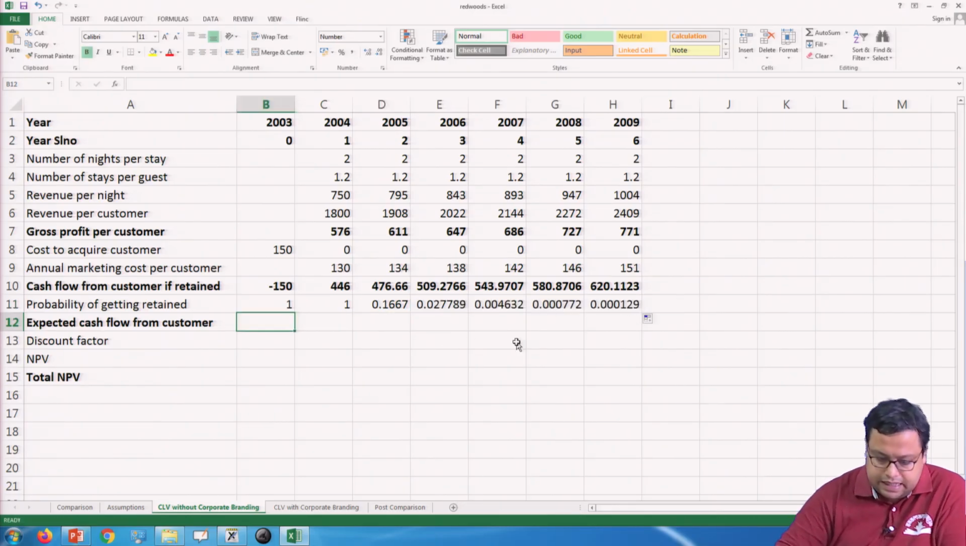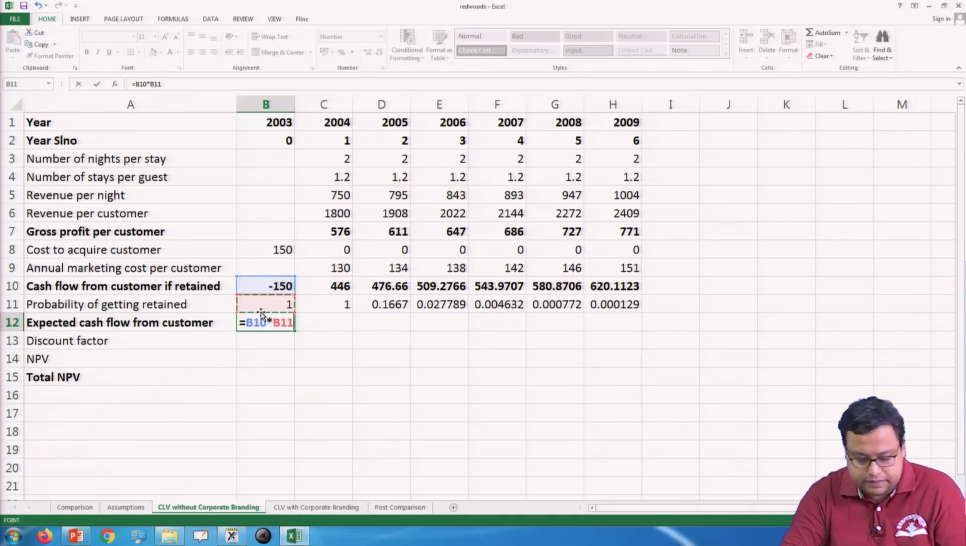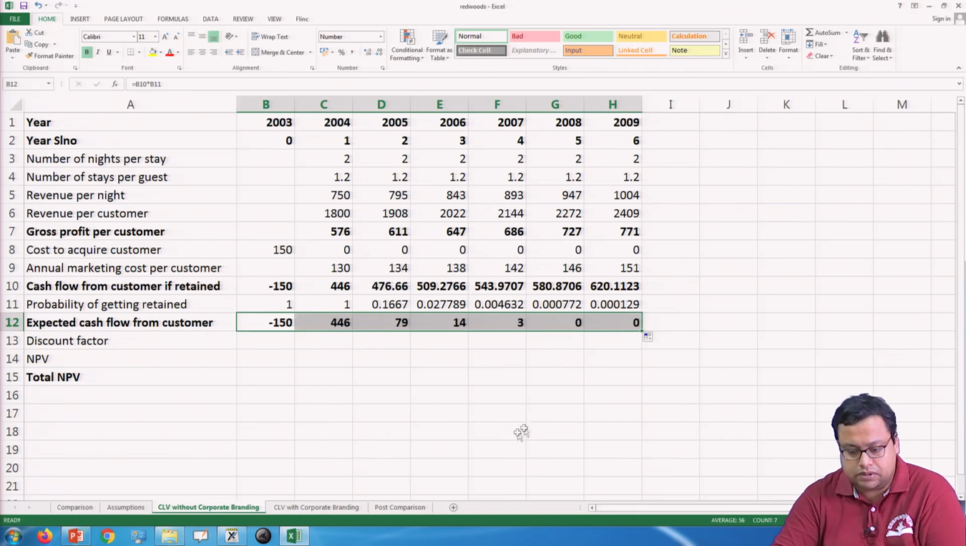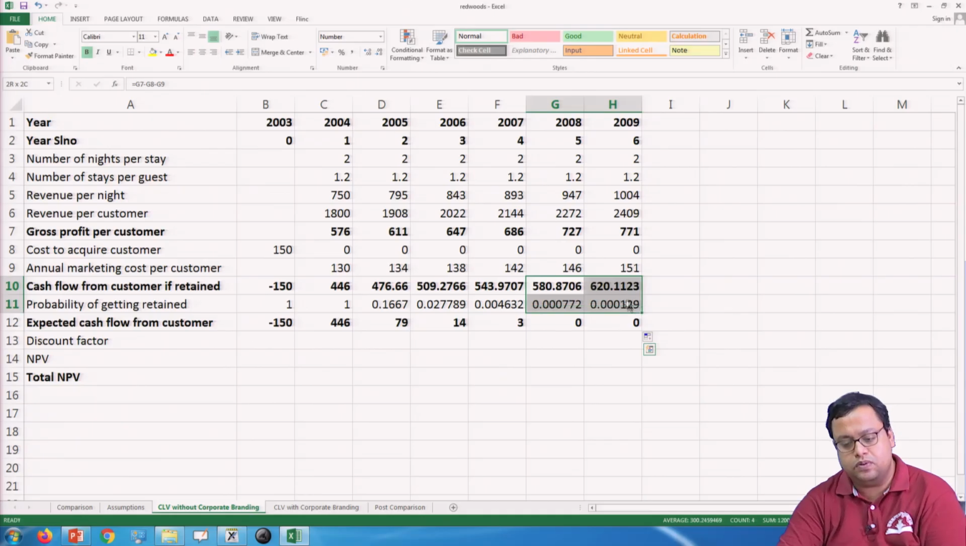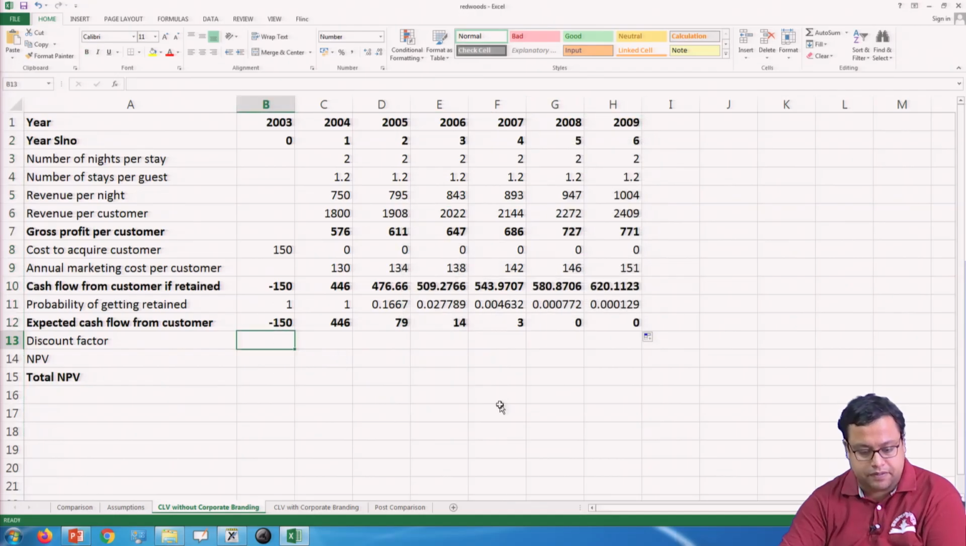So, then what is the expected cash flow? Expectation is the cash flow into the probability. So, this is the expected cash flow. This becomes 0 because the probability that this guy will stay after the 5th or 6th year is very low. So, practically I can remove these 2 columns. Anyways, I will keep it for now.